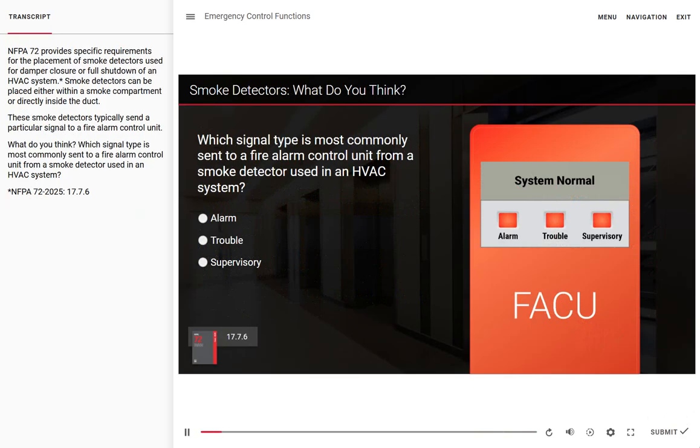NFPA 72 provides specific requirements for the placement of smoke detectors used for damper closure or full shutdown of an HVAC system. Smoke detectors can be placed either within a smoke compartment or directly inside the duct. These smoke detectors typically send a particular signal to a fire alarm control unit. What do you think? Which signal type is most commonly sent to a fire alarm control unit from a smoke detector used in an HVAC system?